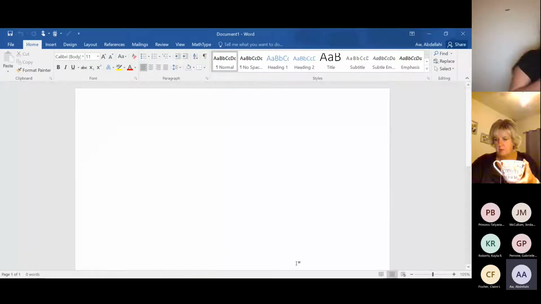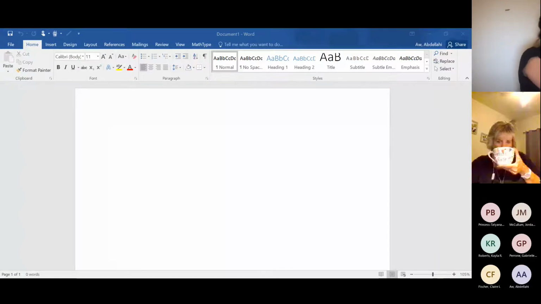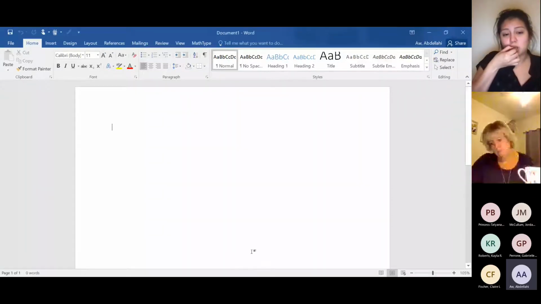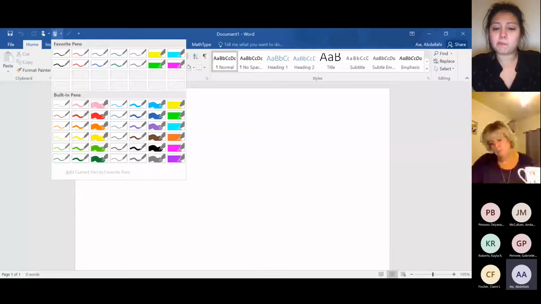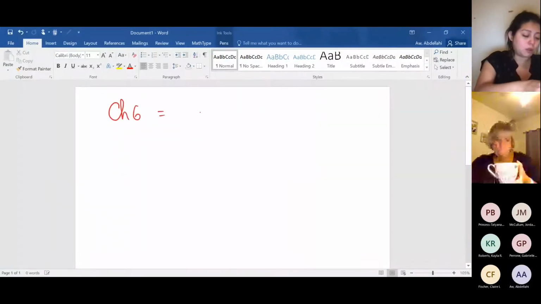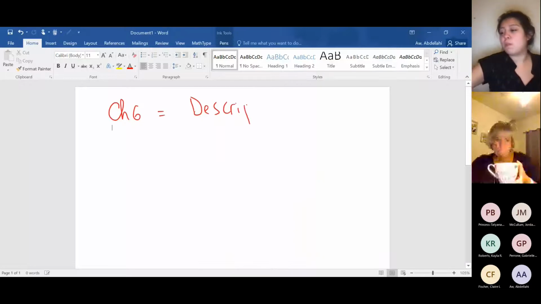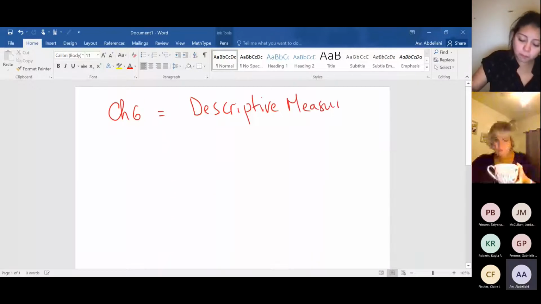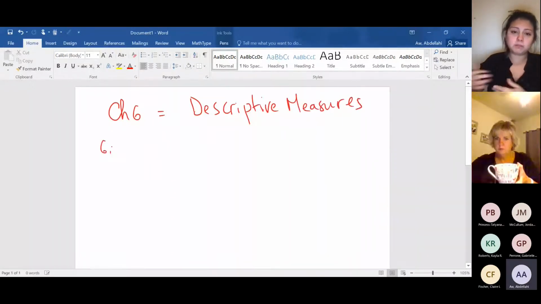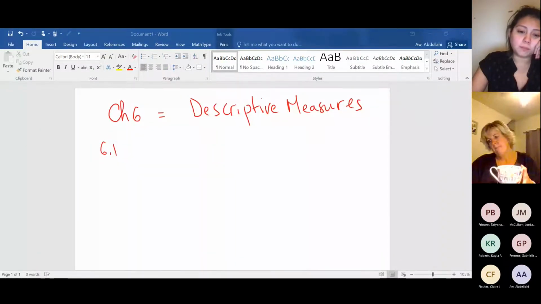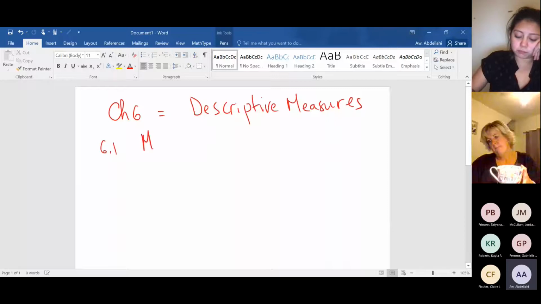So chapter 6 is descriptive measures, because we need some measures to understand data more. Chapter 6 is descriptive measures. Now 6.1 here is measures of the center.